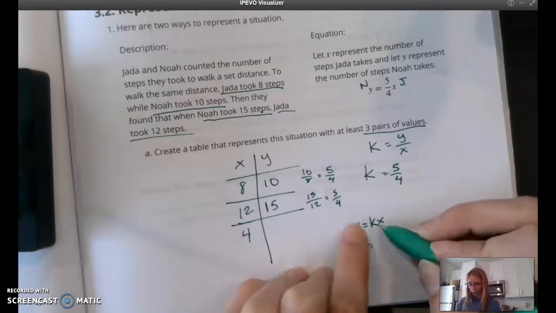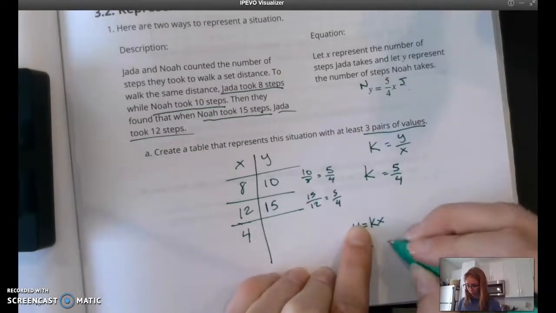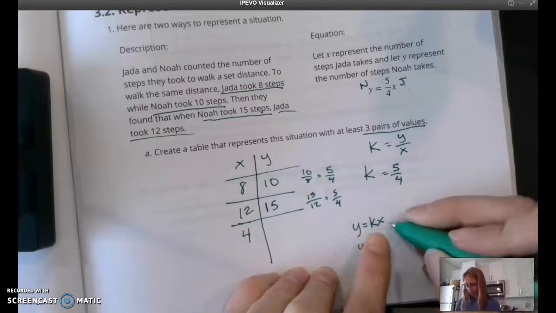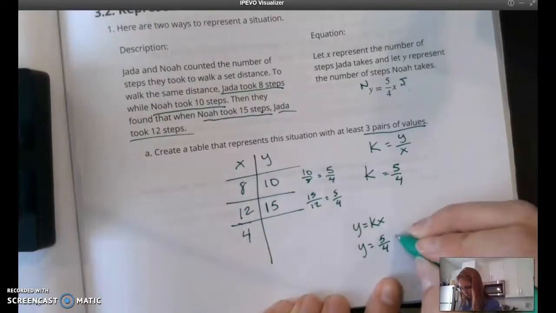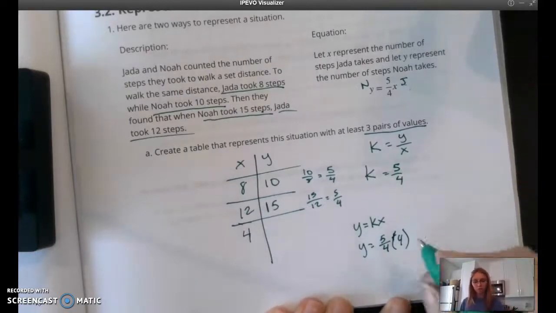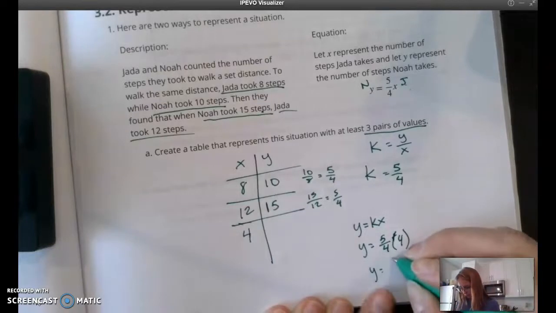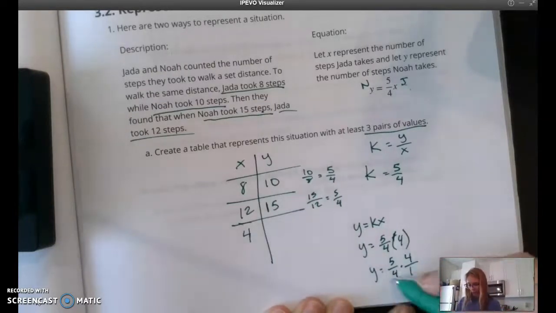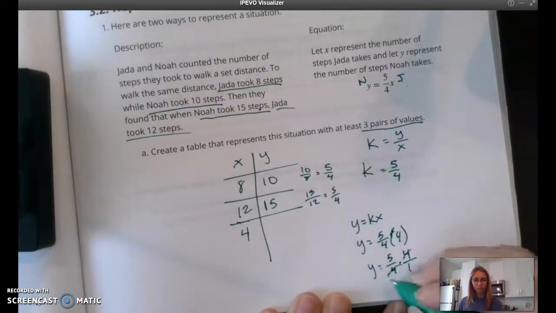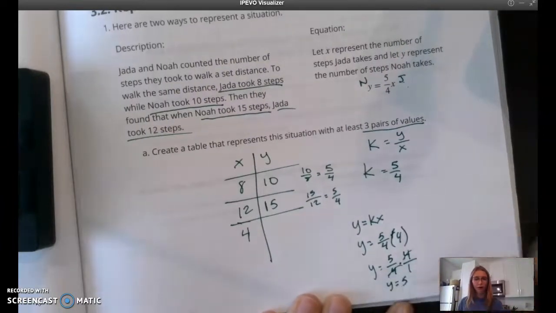So y equals k, which is 5 over 4, times my x value, which I picked to be 4. Alright, so now if I do this, y equals 5 over 4 times 4 over 1. I can cancel those 4's out, and my y then equals 5.